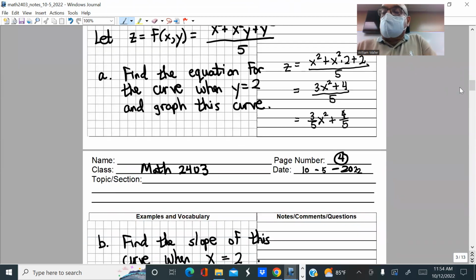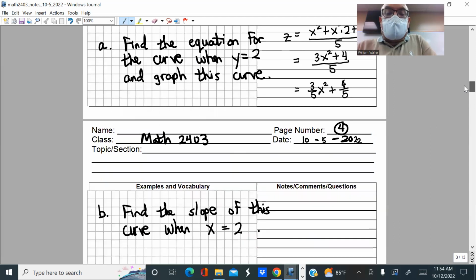All right, so keep in mind, there's the curve. And so we want to know what's the slope of this curve when x is equal to 2. What's the slope of this curve, not the surface, but what's the slope of this curve when x is equal to 2? All right, so I'll do that really quickly.